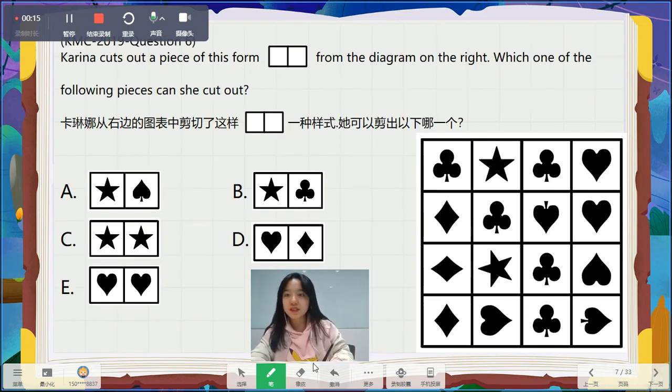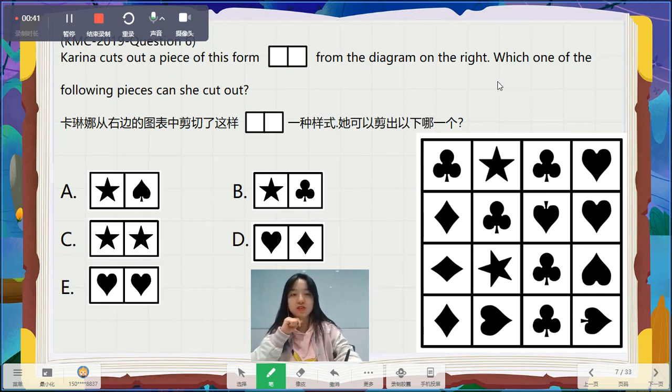The first one: Karina cuts out a piece of this form. They are two squares put in a row, next to each other. From the diagram on the right, which one of the following pieces can she cut out? There are 5 options, so let's see how to find it.